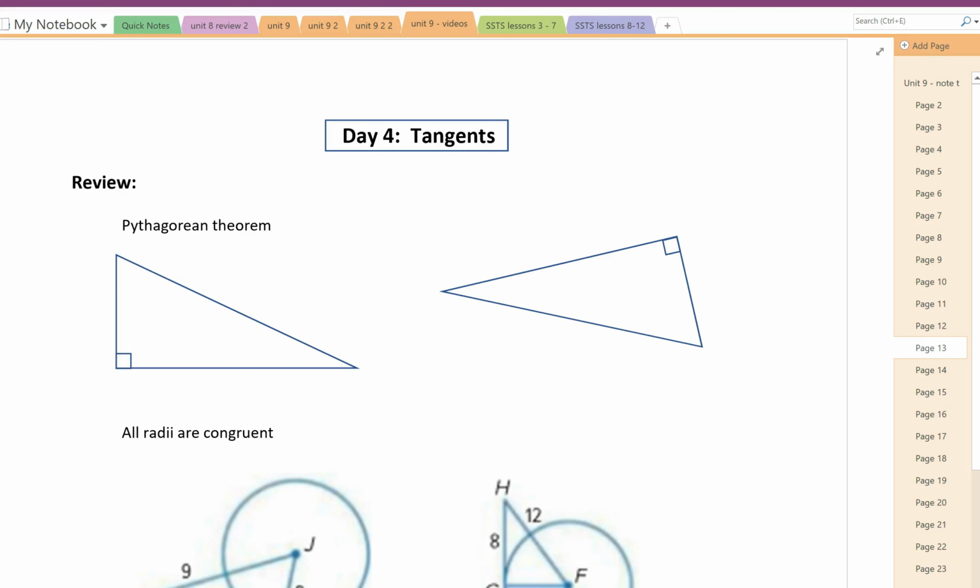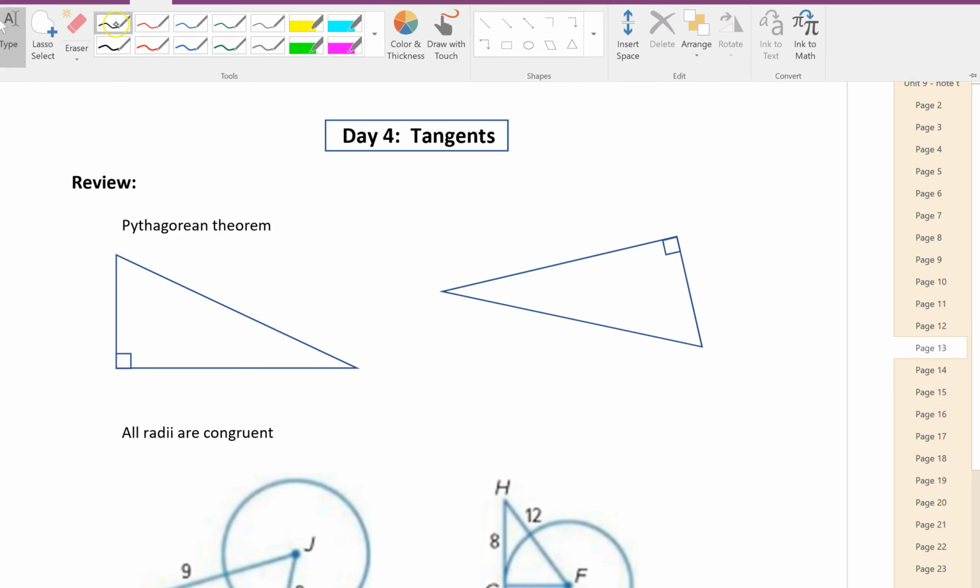Day 4 of Unit 9 is on tangents. Before I even talk about what a tangent is, I want to review the Pythagorean theorem, because to figure out whether a line is tangent to a circle or not, we're going to have to use it. I know we've been using it a lot lately, and it's probably fresh in your head already, but I just want to make sure before we start today.